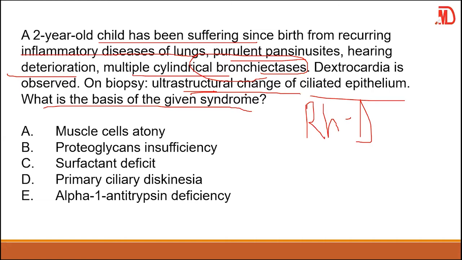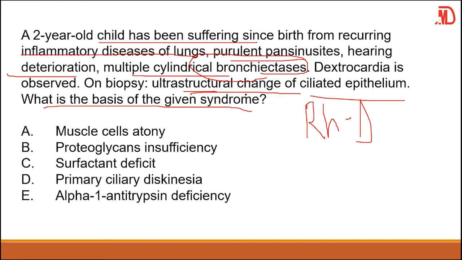Primary ciliary dyskinesia means that the cilia are dysfunctional, and this condition is usually an autosomal recessive genetic condition, which affects what? The cilia. And you know that in your respiratory membrane and similar places, we have a lot of what? Cilia that are protecting us.